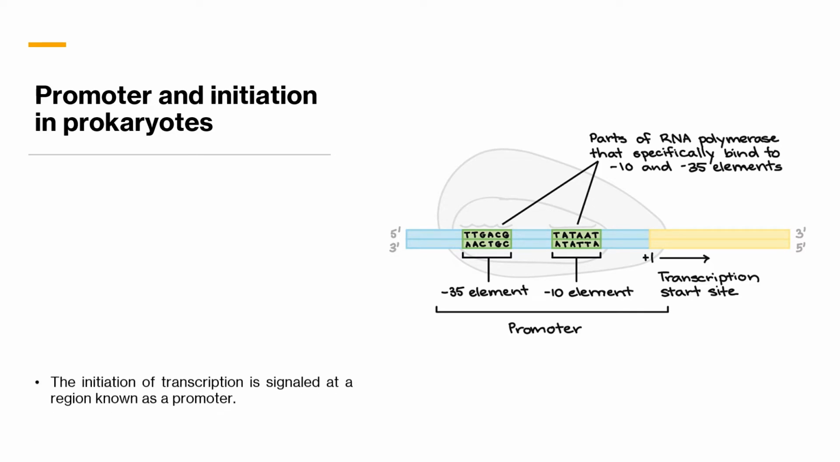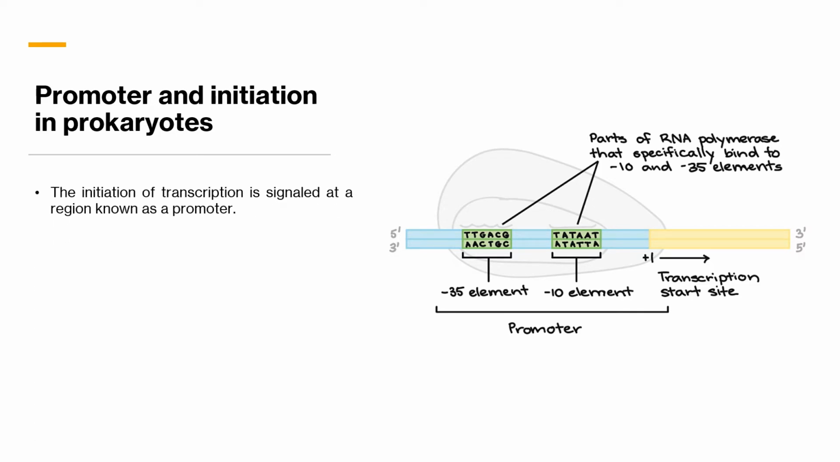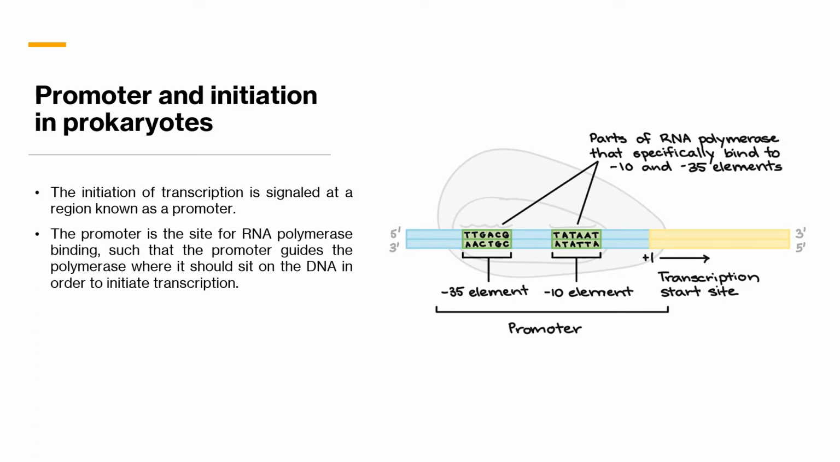Promoter and initiation in prokaryotes. The initiation of transcription is signaled at a region known as a promoter. The promoter is the site of RNA polymerase binding, such that the promoter guides the polymerase where it should sit on the DNA in order to initiate transcription.